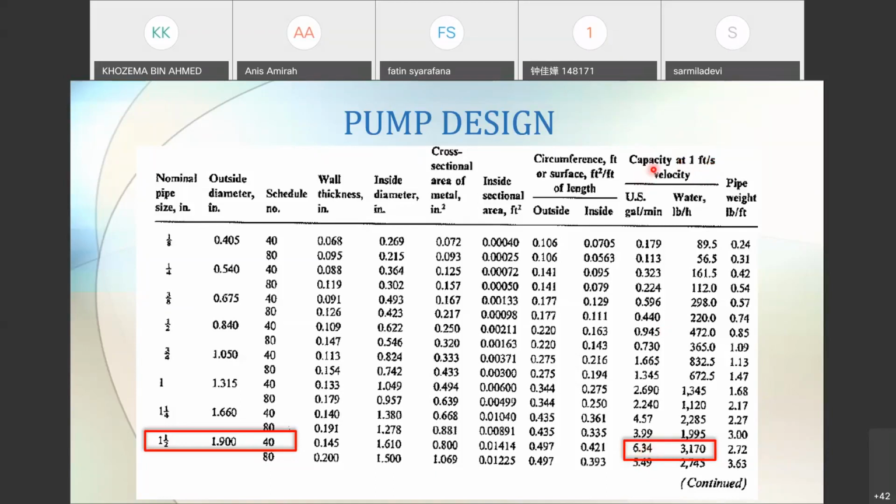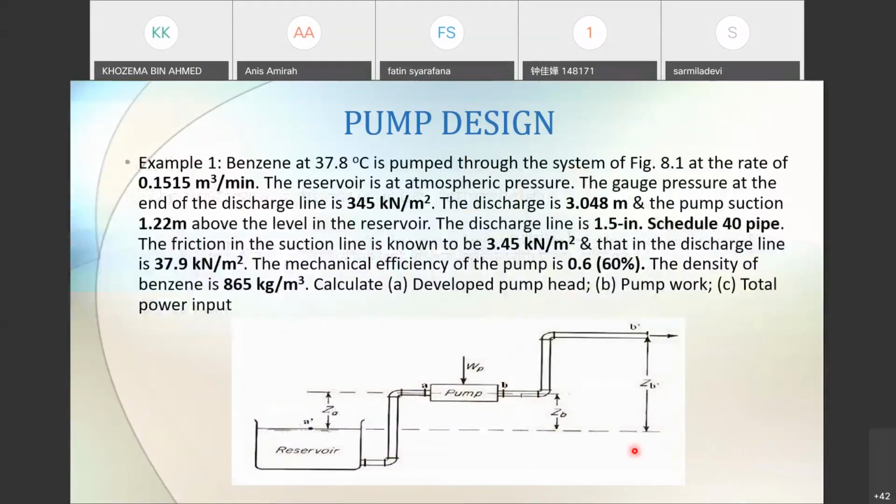So this is how you read this table. It's saying that for a capacity of 1 feet per second, the velocity, you will have a flow rate of 6.34. Now in our question, it mentioned the flow rate of 0.1515. So we already have the flow rate.